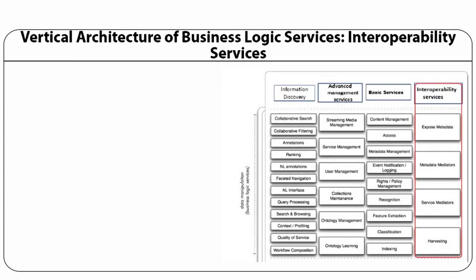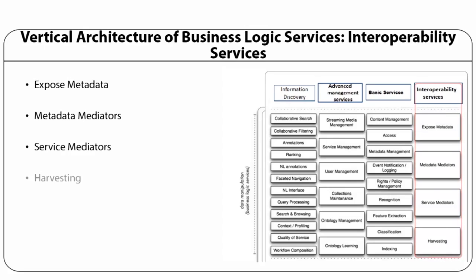Interoperability services. Interoperability services are farthest from the end user but close to the external services. To support interoperability, semantic digital libraries can offer different solutions. They range from simple exposing metadata and SPARQL endpoints to metadata harvesting solutions, for example OAI-PMH, to service and metadata mediation services. This includes expose metadata, metadata mediators, service mediators and harvesting.